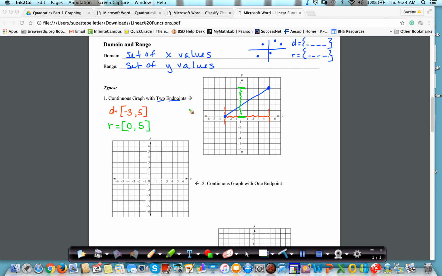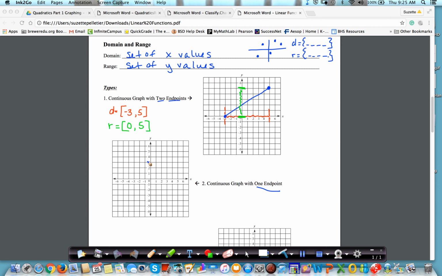Notice you always start with the left, the small, the negatives, and go to the positives. You do that on the y value as well. Start at the bottom and go up. All right, looking at our second example, we have a graph that has one endpoint and is continuous.